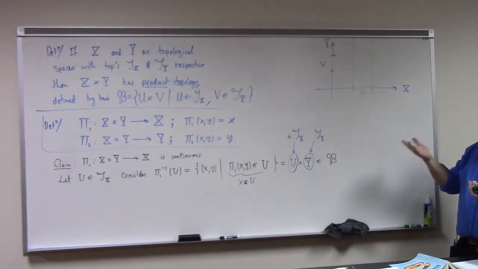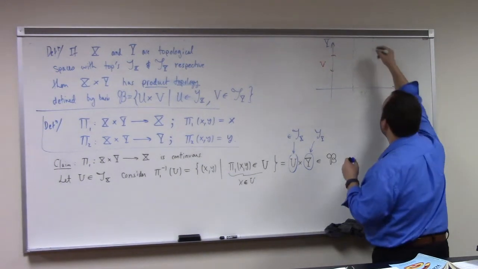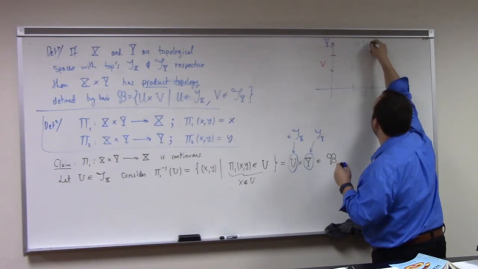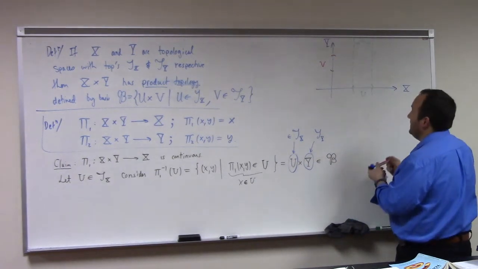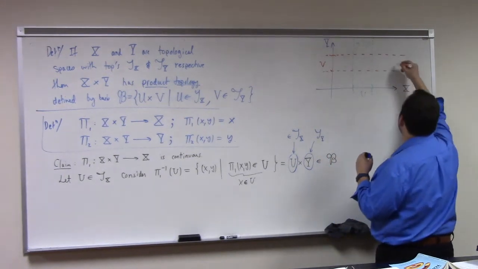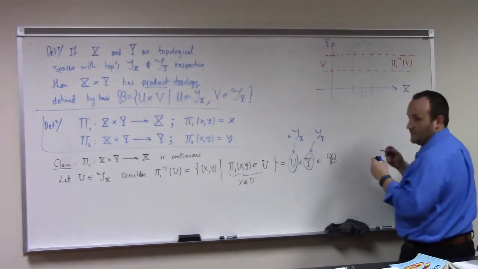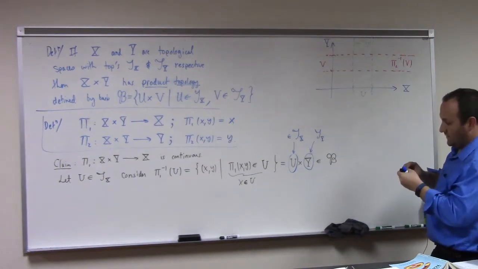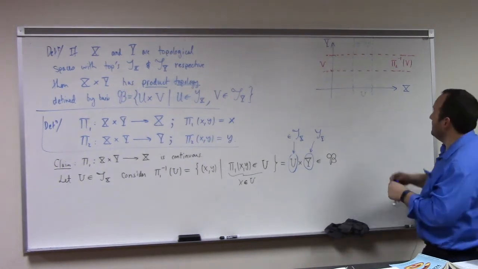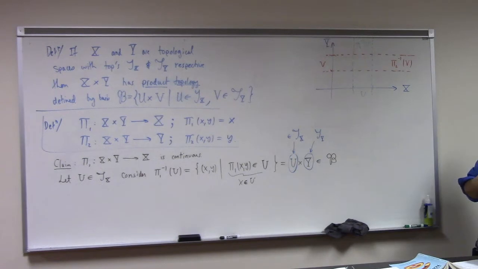And in this picture, we could think of the pi inverse. So this, again, is pi inverse of U. And likewise, pi 2 inverse of V would be sort of a horizontal strip, right? Like that. So these are both what? We're just explaining that these are both open sets in the product topology, right? So their intersection is open, right?